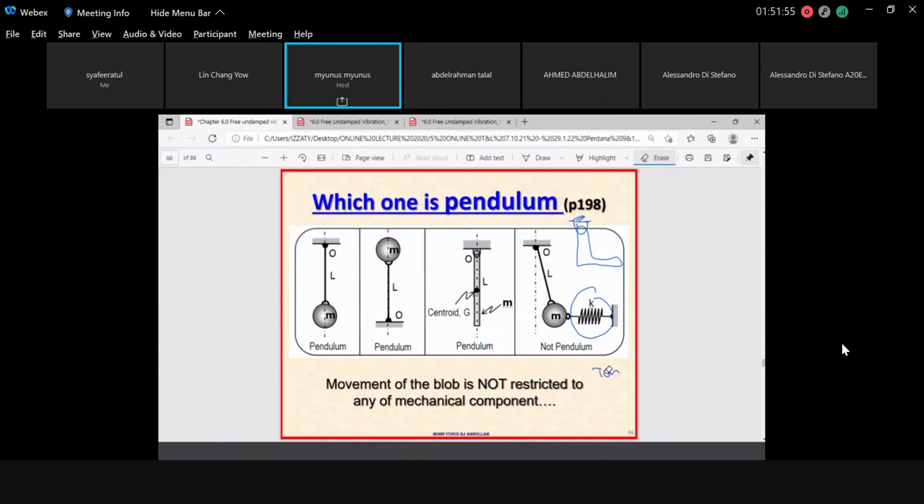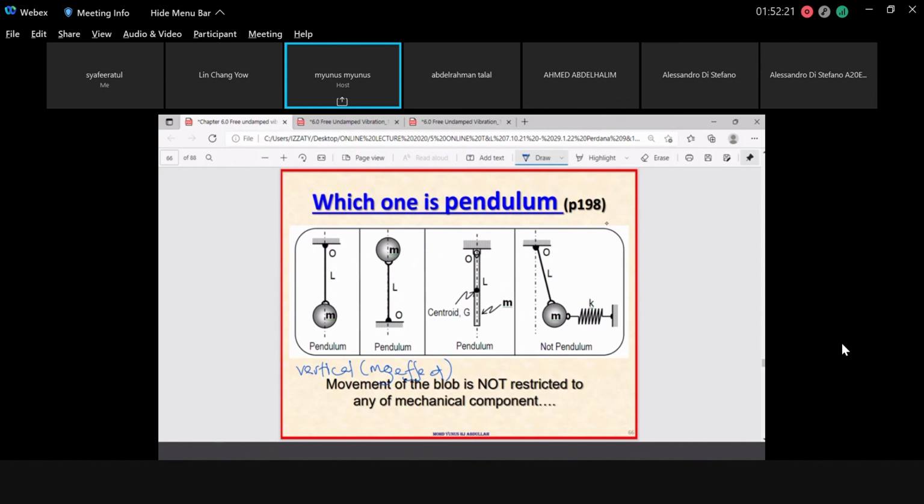So now, just remember the keyword of the pendulum is any mass, any mass in vertical plane. Remember that vertical plane. Why vertical plane? You have the mg effect, the mass or the weight effect. Whether this one is suspended or this one is supported.